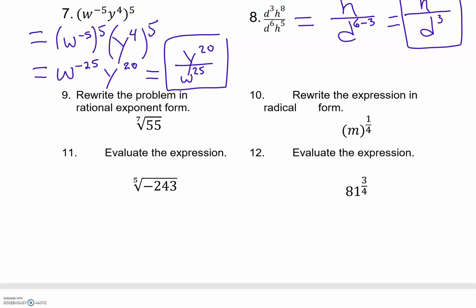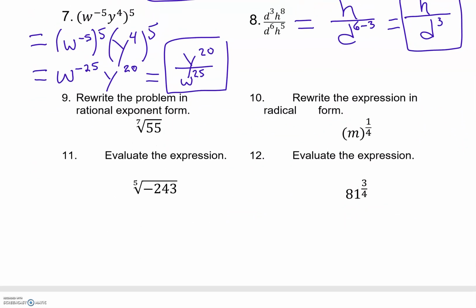Okay. Now, on problem number 9, write the problem in rational exponent form. See, we've changed directions now. We have different instructions. Rewrite the problem in rational exponent form. So we're going to take a radical and we're going to write it in an exponent form. So we're going to do a little recall here. A 7th root is the same as a 1/7 power, and we're done.